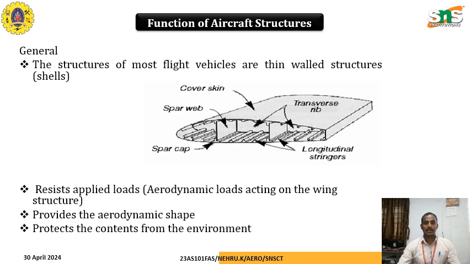There we have the skin, the front spar, rear spar, spar cap, longitudinal stringers, and transverse ribs. These are the different structural components which carry the bending load, compressive load, tension load, and shear load, which resist the applied loads like the aerodynamic load acting on the wing structure, which provides the lift and drag and holds the weight of the entire airplane. This is the design of the aerodynamic shape, which protects the contents from the environment.